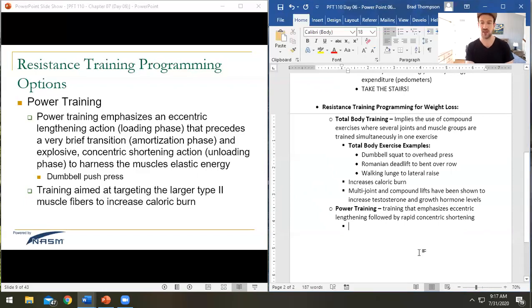Examples of power exercises are things like, I love this, the dumbbell push press. A dumbbell push press is where you have dumbbells at your side. You go into a little tiny half squat, and then you use your legs to explosively throw those dumbbells up, right? You drive down, which creates an eccentric lengthening action so that you can rapidly concentrically explode out of that.